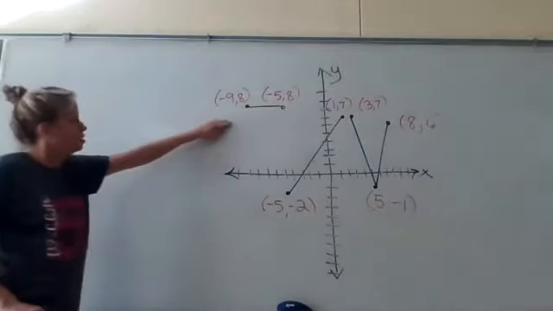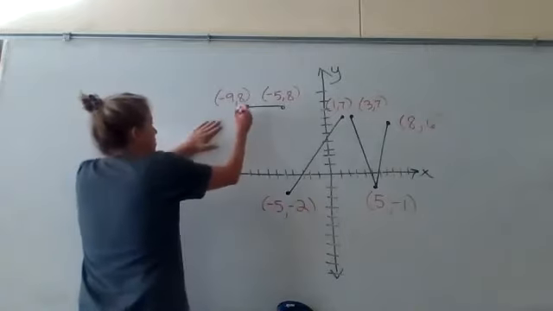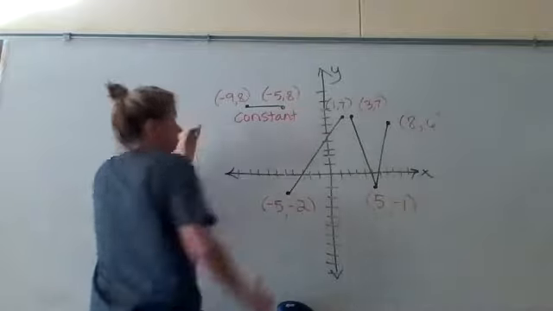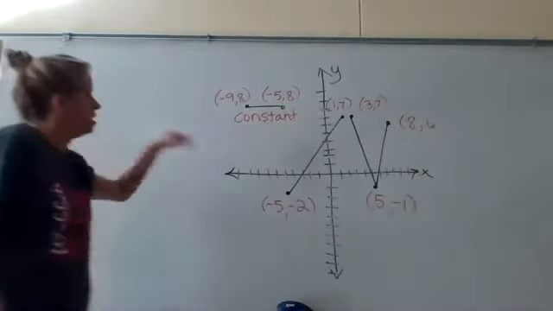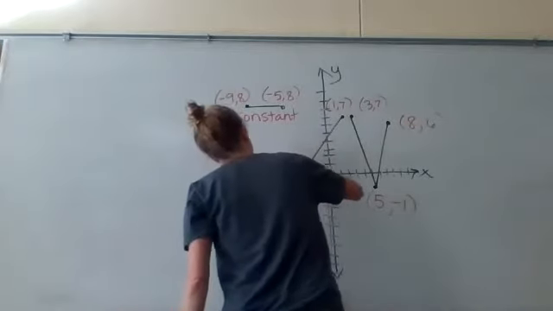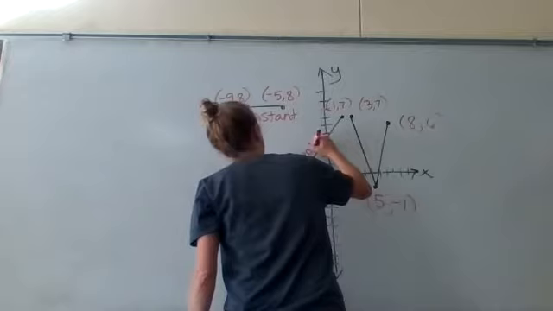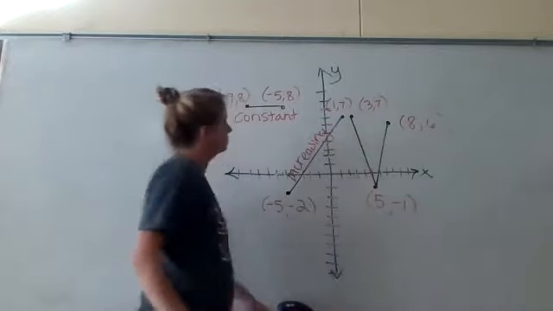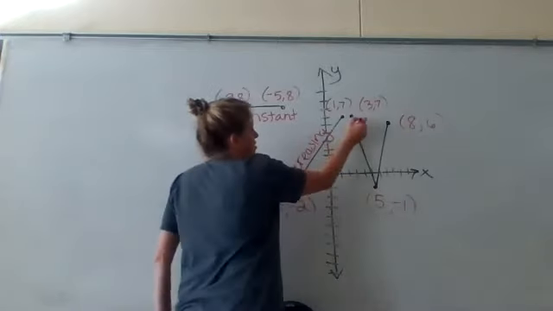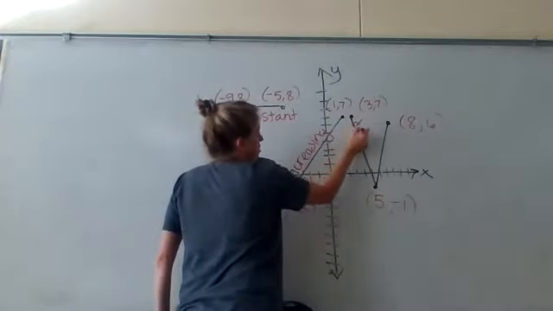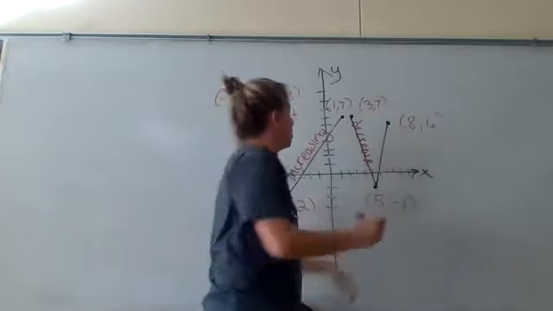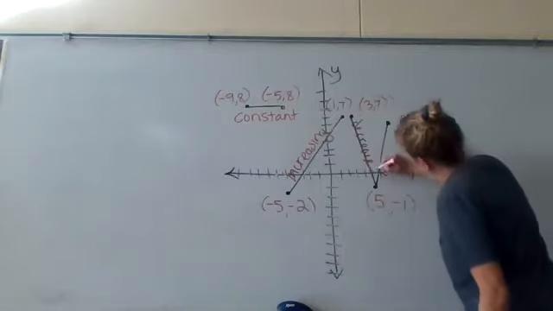This one is going straight left and right, which means that's when it's constant, right? It's not going up or down. From this point to this point, I am increasing. So I'm going up. This point to this point, I'm going down, so that's a decrease. And then once I get here, I start going back up. So here's another increase.